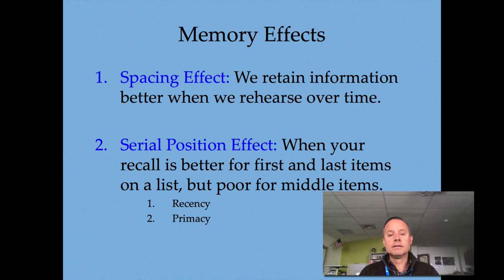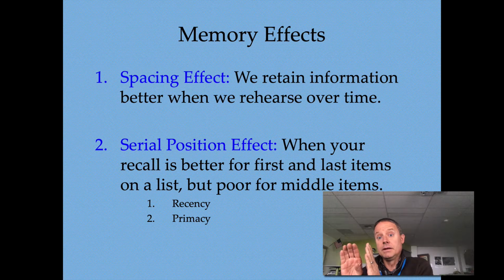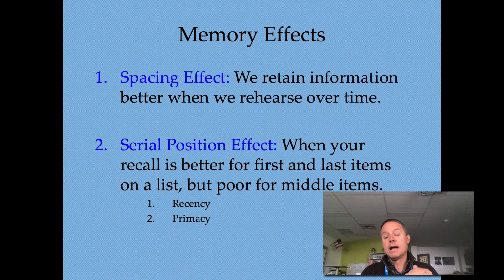He also noticed something called the serial position effect, when your recall is better for the first and last items on a list and poorer for the middle items. The serial position effect can be broken down into the recency and the primacy effects. The recency is if you study a list of 20 things and you study the numbers 18, 19, 20 most recently, they're the most recent things in your memory, so you will remember them most. And the primacy is remembering the first things most. So the serial position effect is just when you put those two together.